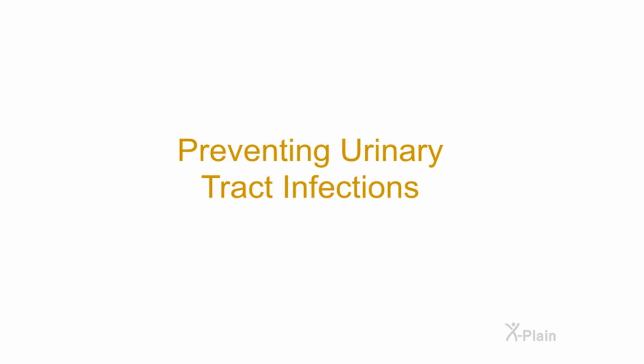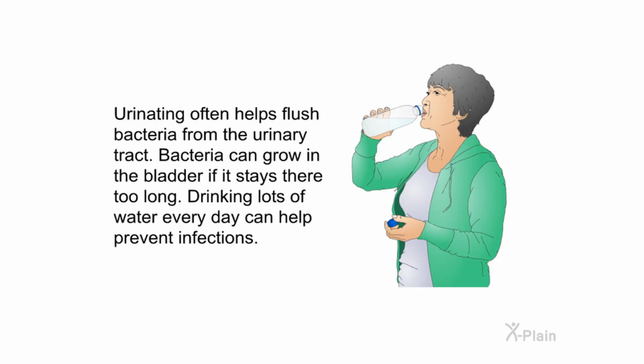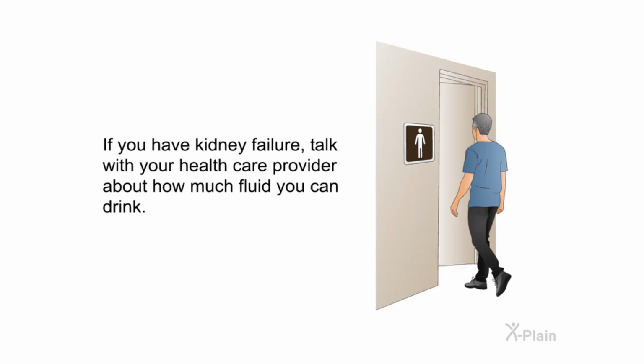Preventing urinary tract infections. Urinating often helps flush bacteria from the urinary tract. Bacteria can grow in the bladder if it stays there too long. Drinking lots of water every day can help prevent infections. If you have kidney failure, talk with your healthcare provider about how much fluid you can drink.